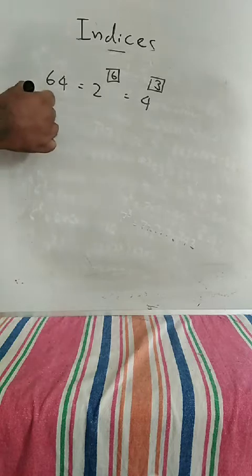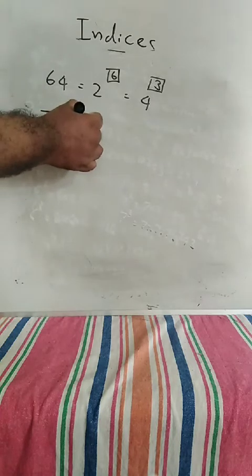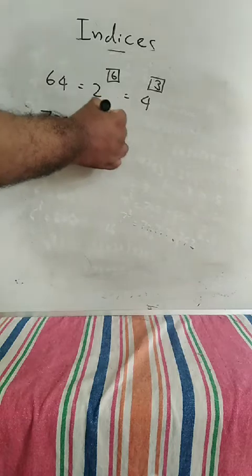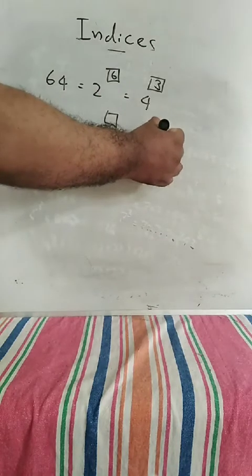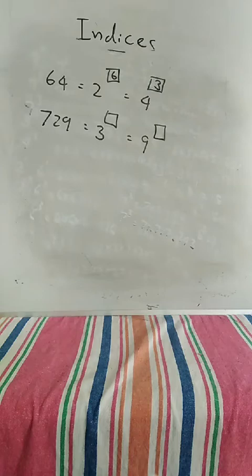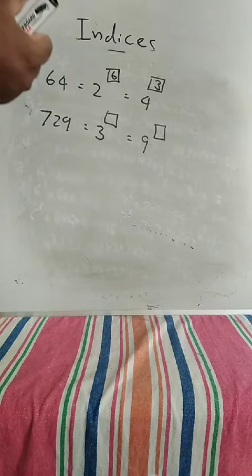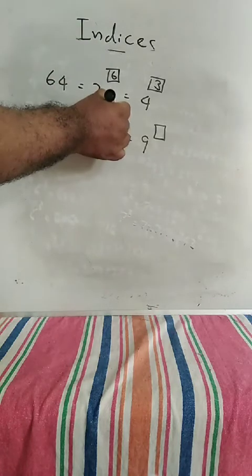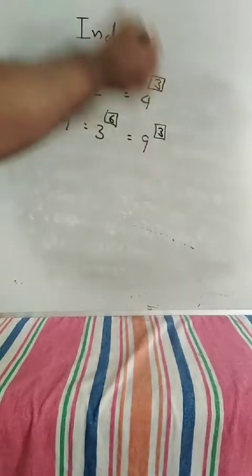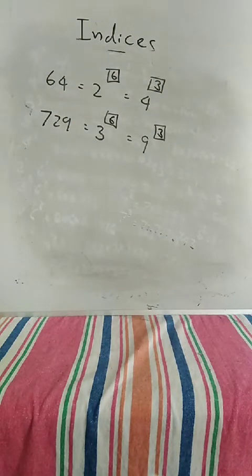Again, 729. Here 3, 9. Right. Tell me. 729, 3, 9, 27, 81, 243, 729. 6, no? 3 to the power 6. Also 9 to the power 3, no? Nine to the power 3. Yes, you should know this.